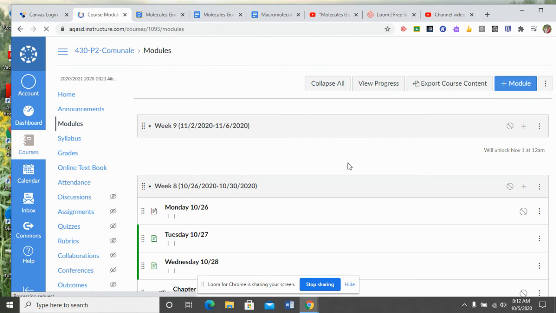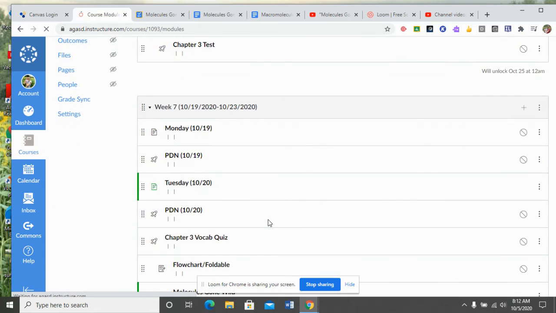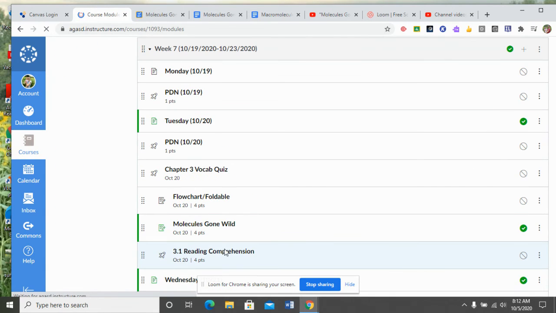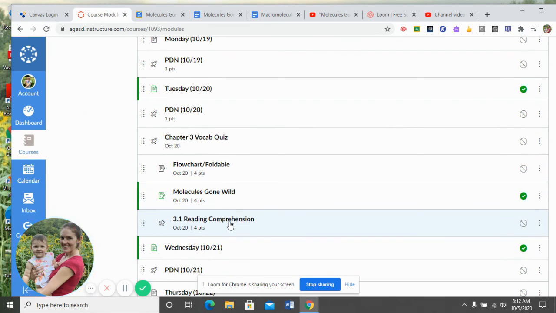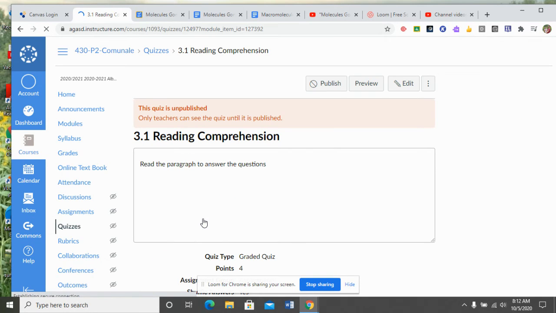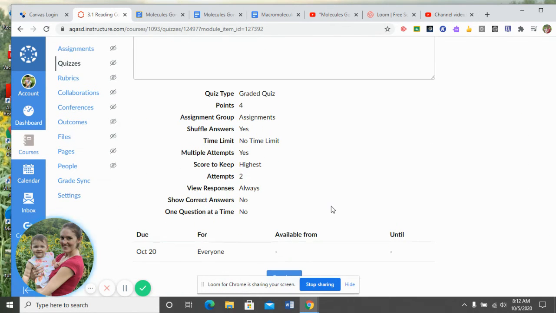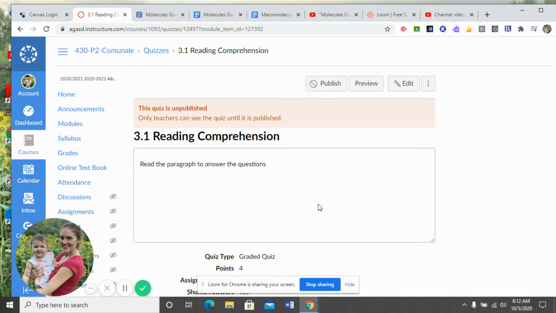Once you get your Molecules Gone Wild lyrics turned in, you have a little additional time, go ahead and do this 3.1 reading comprehension. If not, that will be under tomorrow's assignments for the kids in school. So you can either do it today or tomorrow. Regardless, it will get done. You've done reading comprehensions before. It's where you click on it, you read the paragraph, and then you answer the questions that follow.